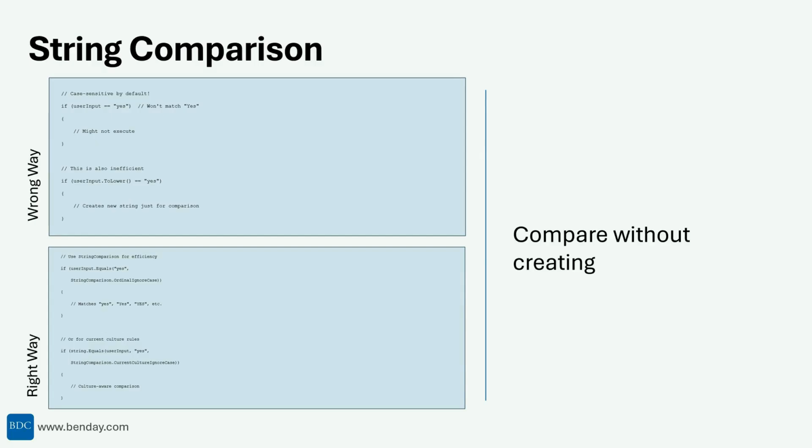Don't create new strings just to compare. String comparison options let you do case-insensitive comparisons without the allocation overhead.